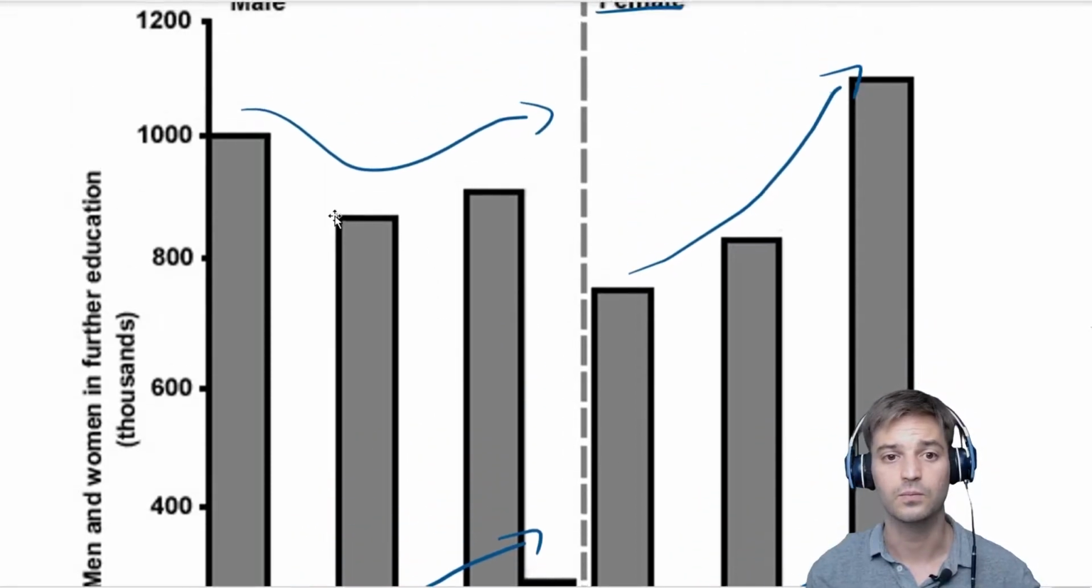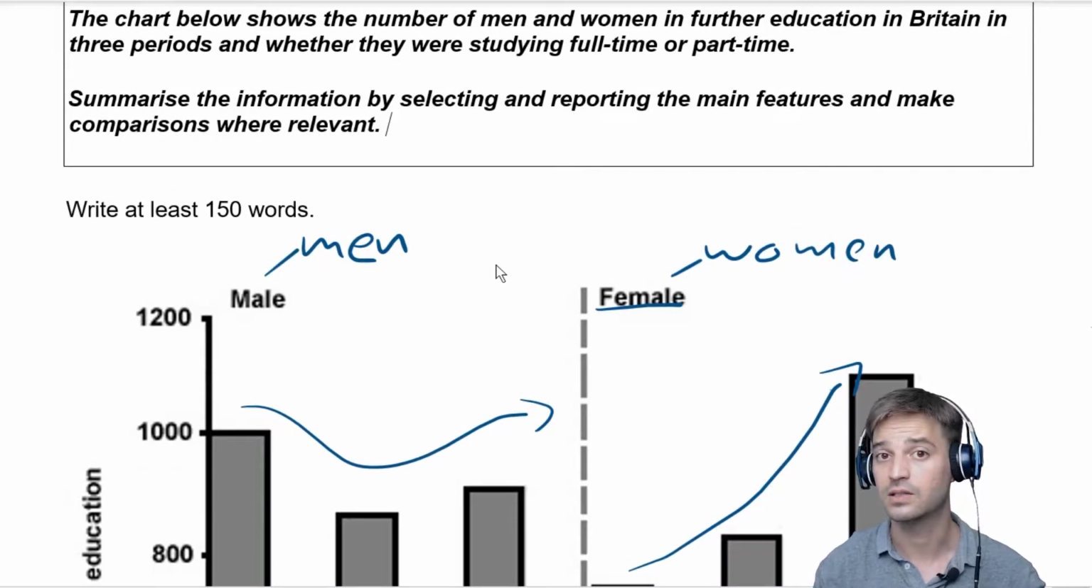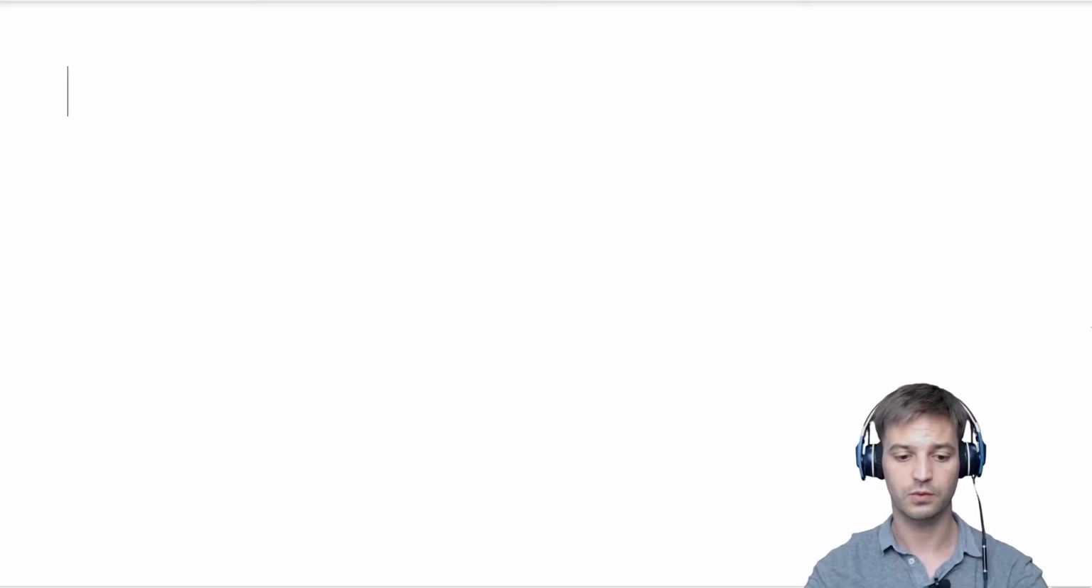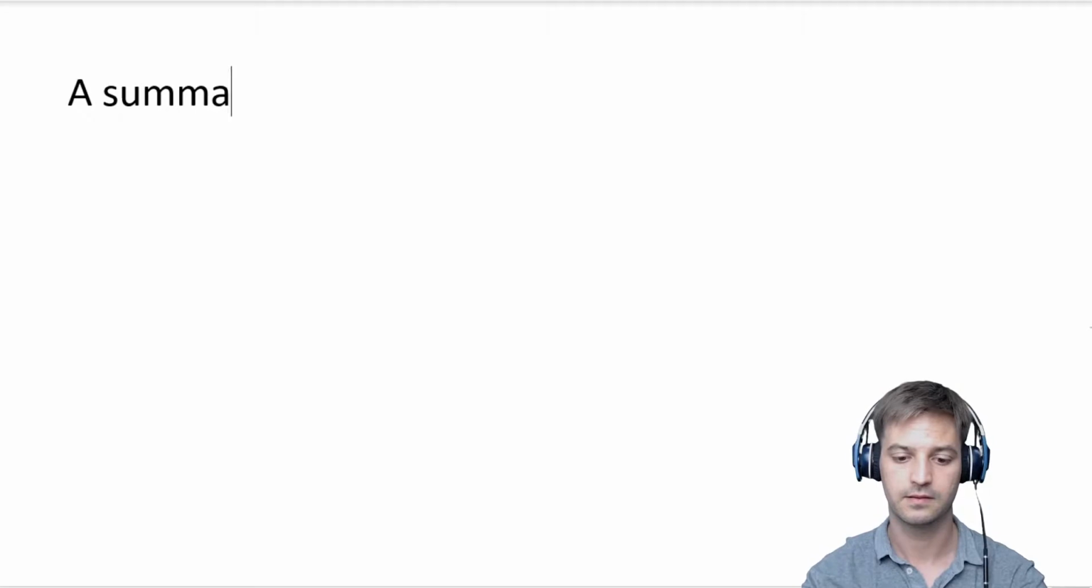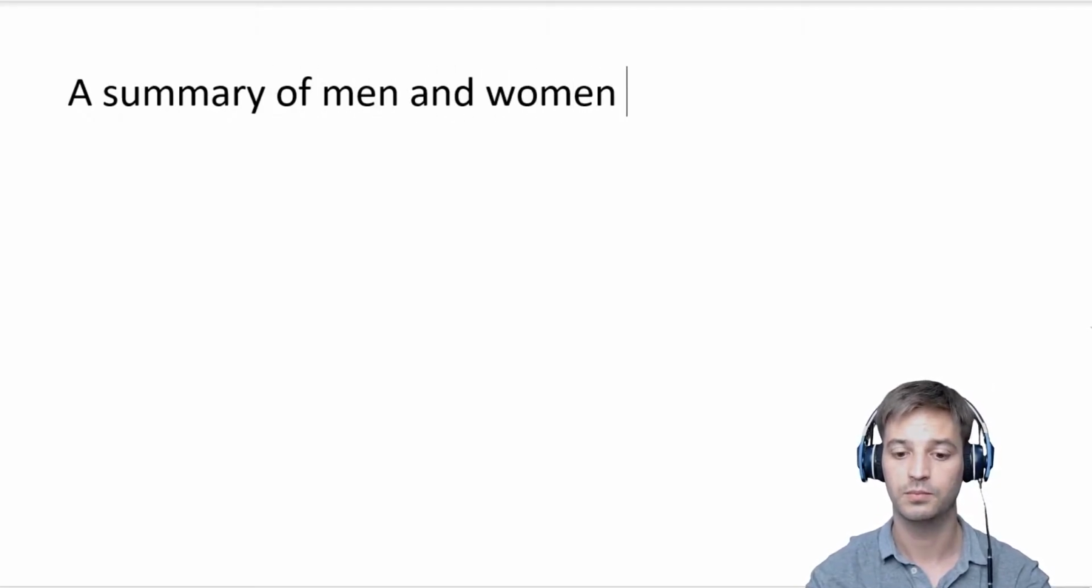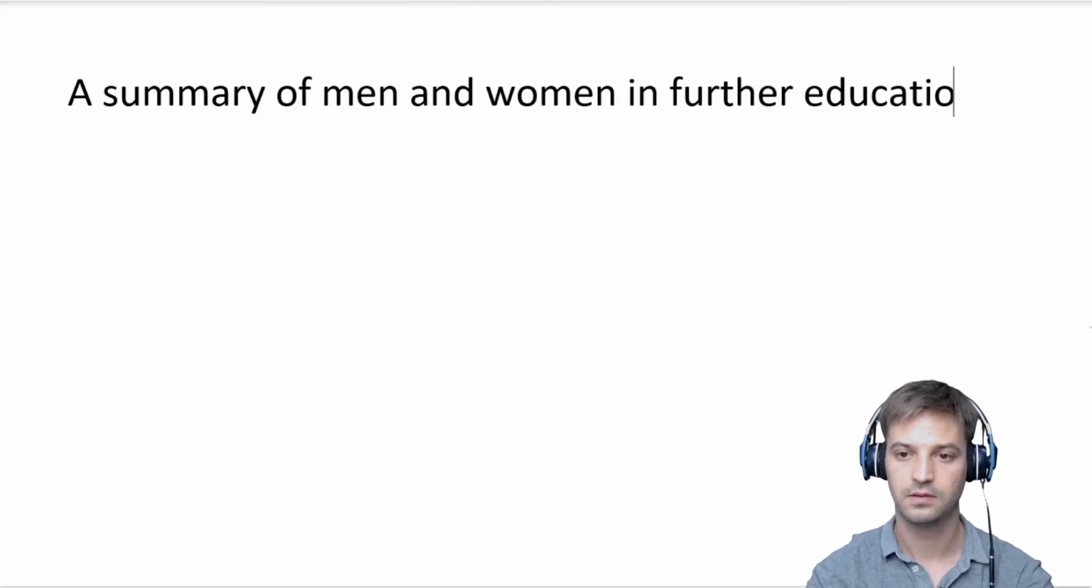And so if we get to writing, now our task is to write at least 150 words. So let's get to writing. Please grab a pen and paper and write along with me. Okay, so when writing, we can start with an opening statement. We can say something like a summary of men and women in further education in 3 periods.